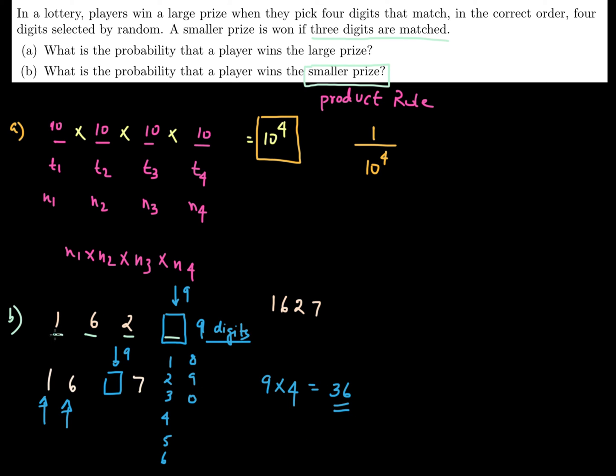As per the counting problem, what I'm doing over here is applying the sum rule. This gives you 9 different ways to select the fourth digit, 9 different ways to select the third digit, 9 different ways to select the second digit, and 9 different ways to select the first digit. Now when you apply the sum rule, it's 9 times 4, which is 36, or 9 plus 9 plus 9 plus 9. That gives you 36, and I've got a total of 10 to the power 4 different ways to arrange these numbers, so 36 over 10 to the power 4 gives you the probability that the player wins the smaller prize.